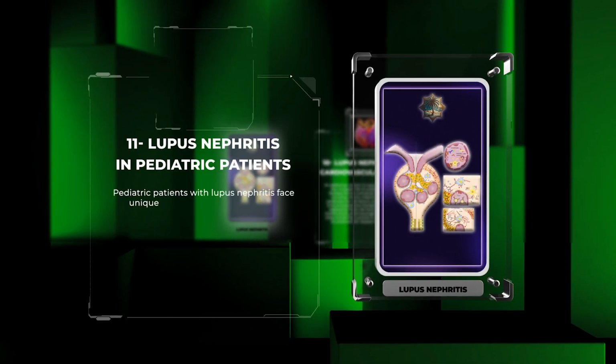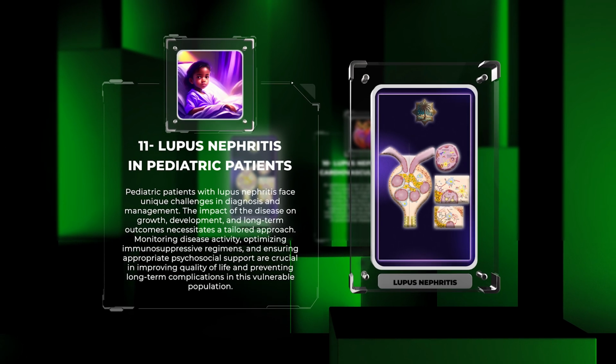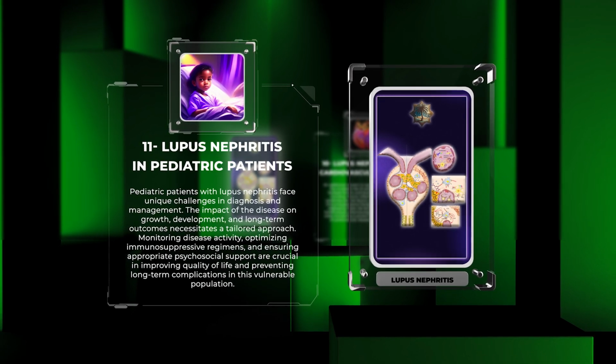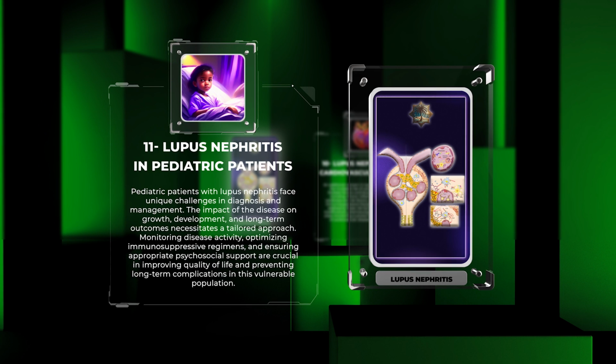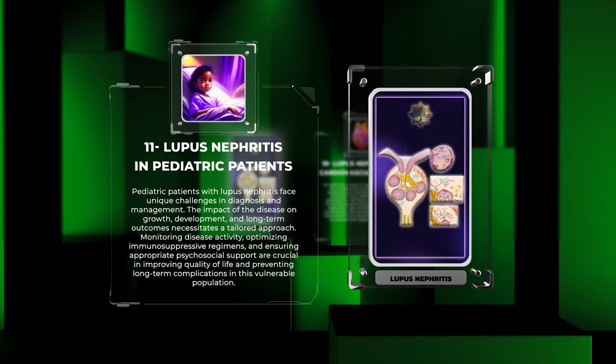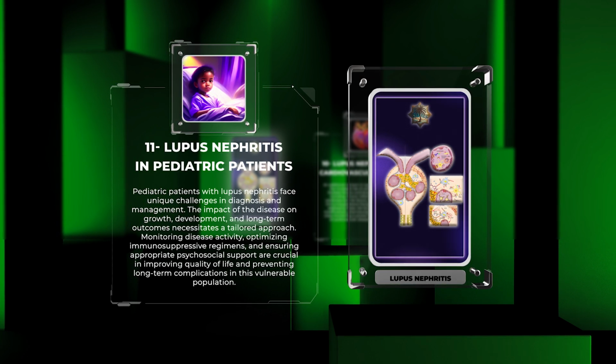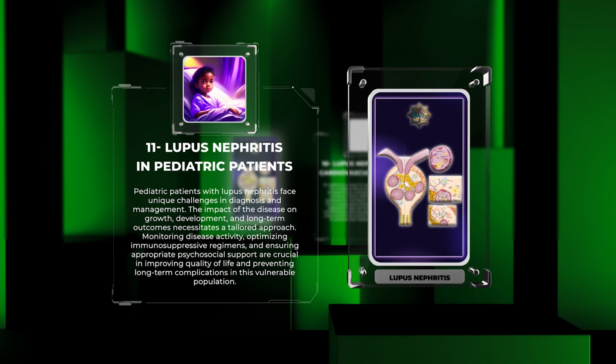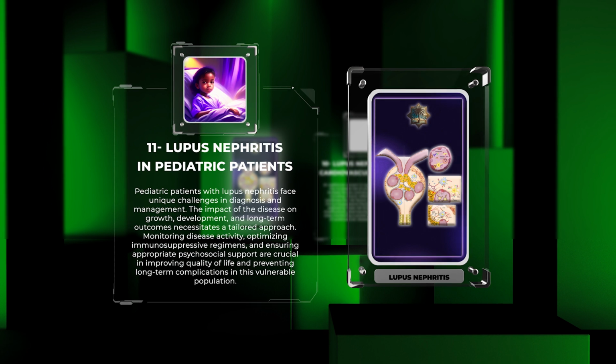Pediatric patients with lupus nephritis face unique challenges in diagnosis and management. The impact of the disease on growth, development, and long-term outcomes necessitates a tailored approach. Monitoring disease activity, optimizing immunosuppressive regimens, and ensuring appropriate psychosocial support are crucial in improving quality of life and preventing long-term complications in this vulnerable population.